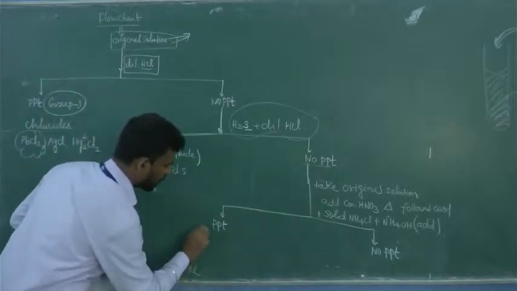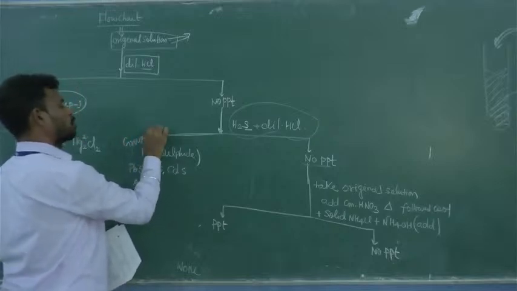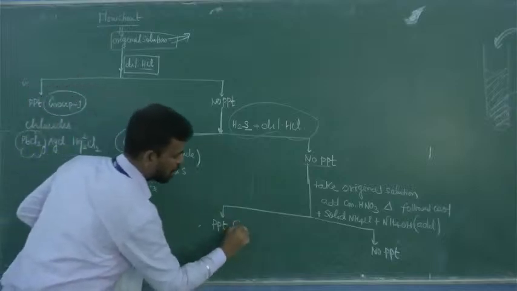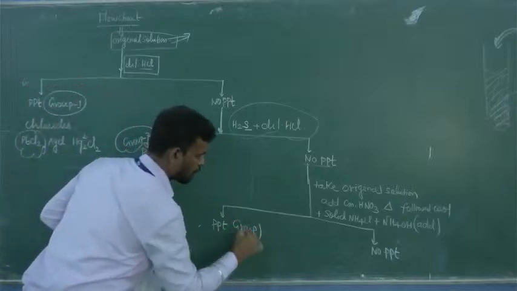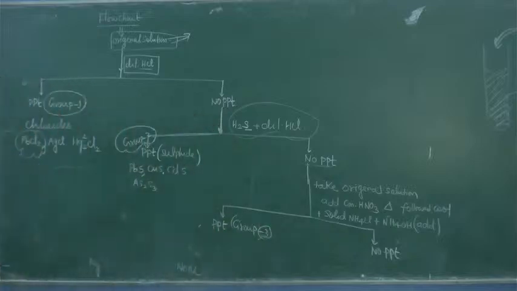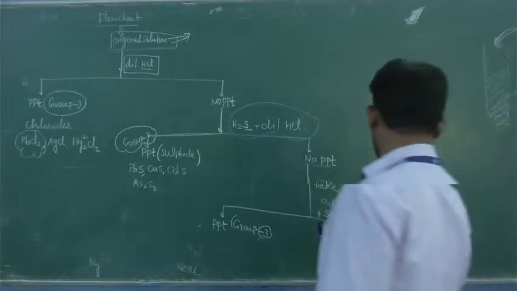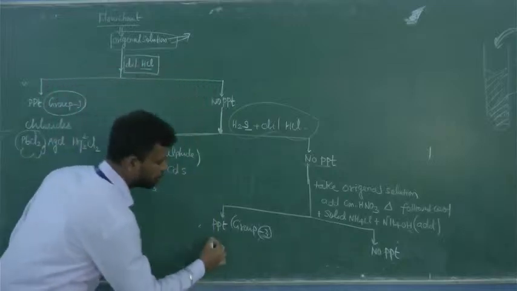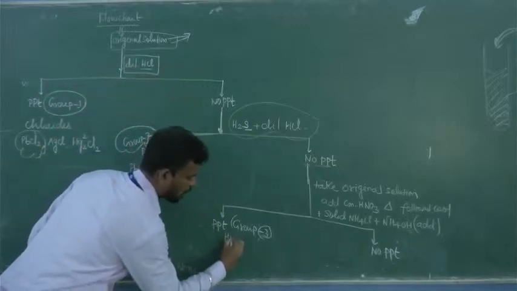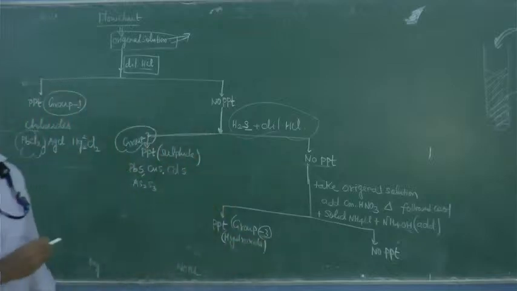If a precipitate is obtained, this is going to be group 3. The other is group 2. Please note this. Now you can go to the table. See what reason is given for group 3: NH4+ ammonium chloride. Is it clear? So it will precipitate as a hydroxide. It will precipitate as hydroxide.